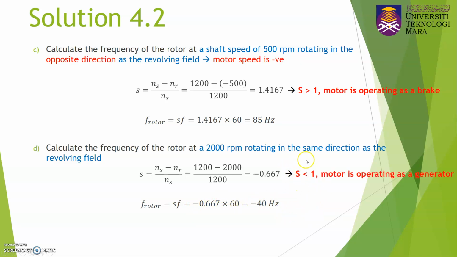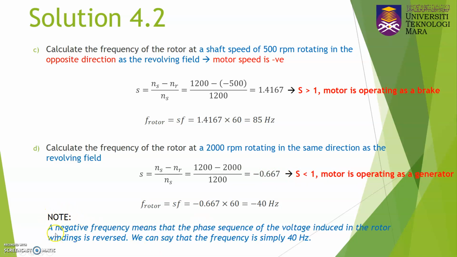In this case you see the value of S is less than 0, a negative value, meaning that the motor is operating as a generator. Just take note here, a negative frequency means that the phase sequence of the voltage induced in the rotor winding is reversed. So we can simply say the frequency is actually 40 Hz.